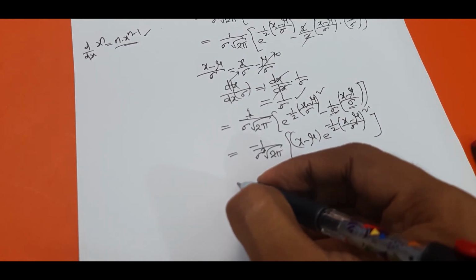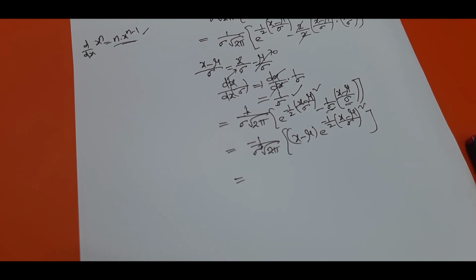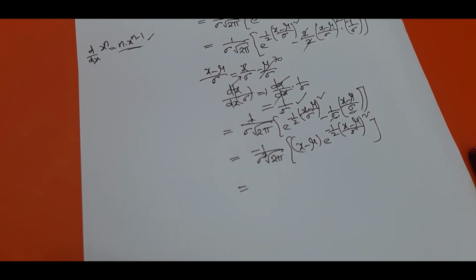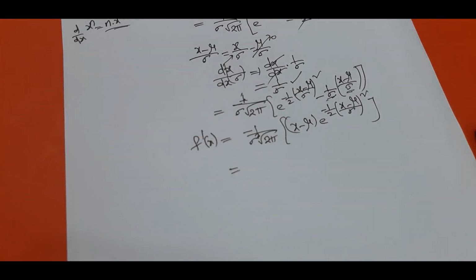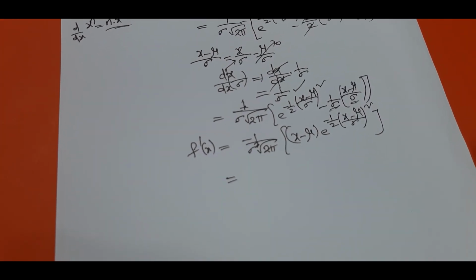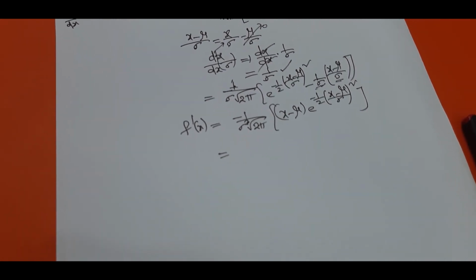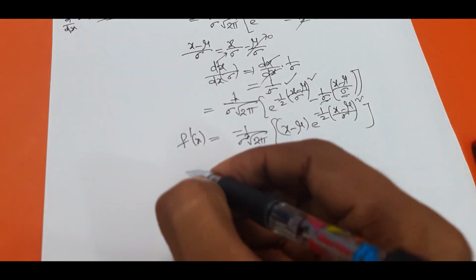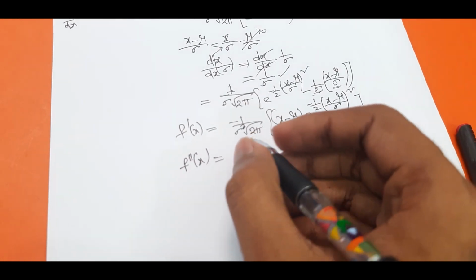Next here, so this will become the f dash of x, right? This was the result for the f dash of x. Now what we have to do is the f double dash of x. So we have to do the f double dash of x. Now f double dash of x, what will happen?